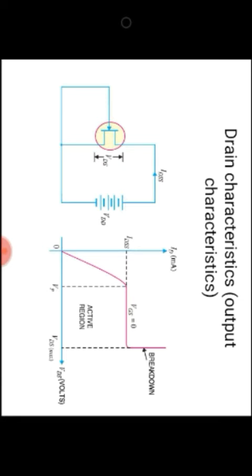On the right side there are the drain characteristics when VGS equal to 0. So VGS equals 0 and we start increasing the drain to source voltage VDD. If we increase VDD, indirectly VDS is increased. So your drain current increases linearly, as you see in the figure.